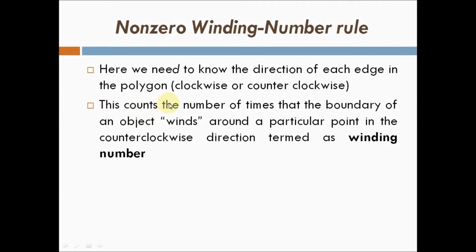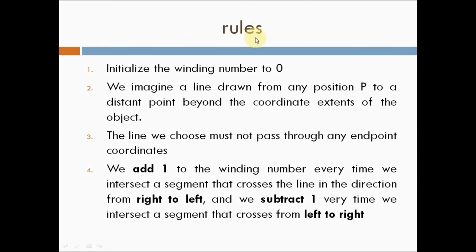So what are the 2 things I explained so far? Here we need to know the direction of each edge of the polygon. Either the direction can be clockwise or it can be counterclockwise. And the next thing, this counts the number of times that the boundary of an object winds around a particular point in the counterclockwise direction. It is termed as what? Winding number. See, what are the rules here?